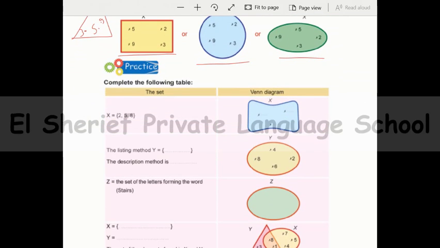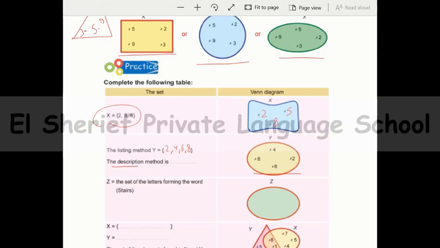For example, complete the following table. We have the set and we put all elements in the Venn diagram. We have elements 2 and 5 and 8, so we put 2 and 5 and 8 inside this figure. That's called a Venn diagram. And we have the Venn diagram here and we need to write all elements: 2 and 4 and 6 and 8. We can put 8 and 6 and 4 and 2 as you like. We can change the order.